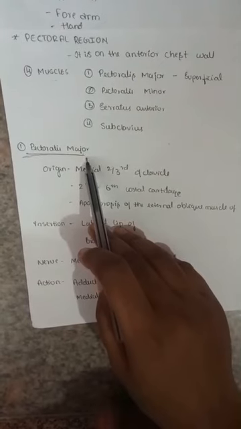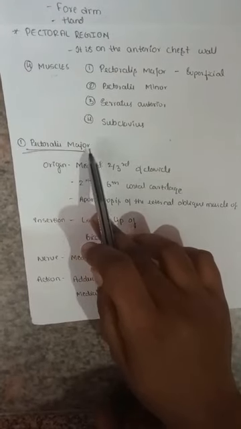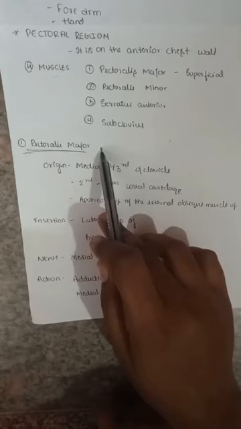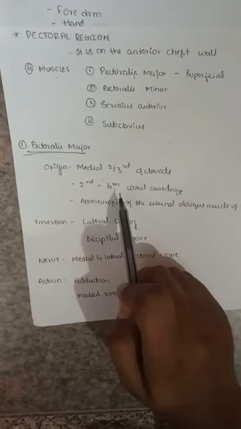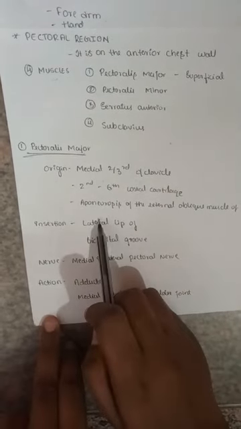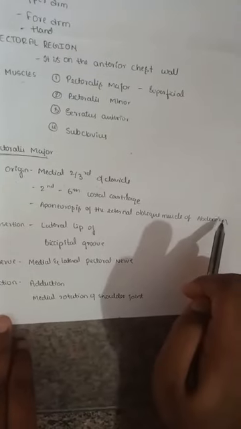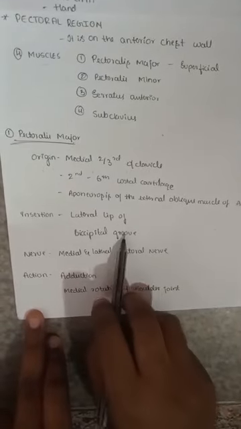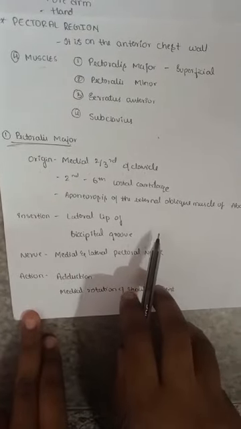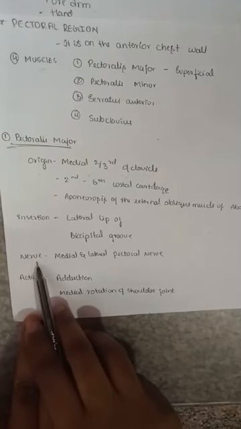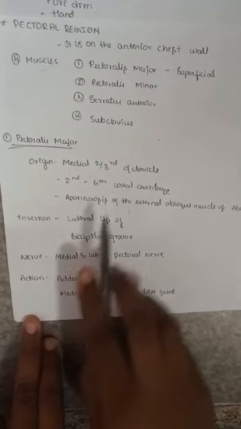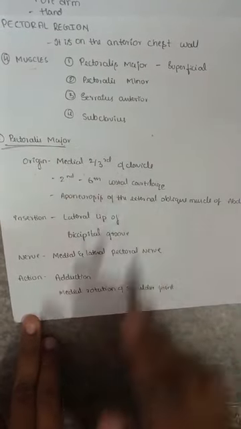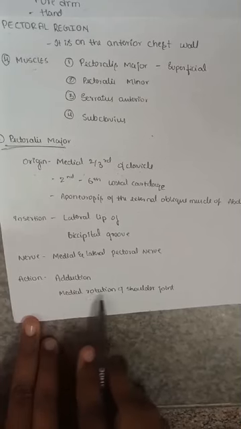Now let us discuss the first muscle, pectoralis major, which is the most superficial muscle of the pectoral region. It originates from the medial two-third of the clavicle, second to sixth costal cartilage, and the aponeurosis of the external oblique muscle of the abdomen. It gets inserted into the lateral lip of the bicipital groove of the humerus, which is present in the shoulder. The nerve supply to this muscle is the medial and lateral pectoral nerve. The major action of this muscle is that it helps in the adduction and medial rotation of the shoulder joint.